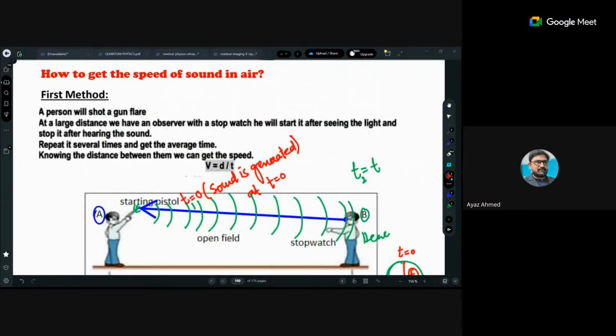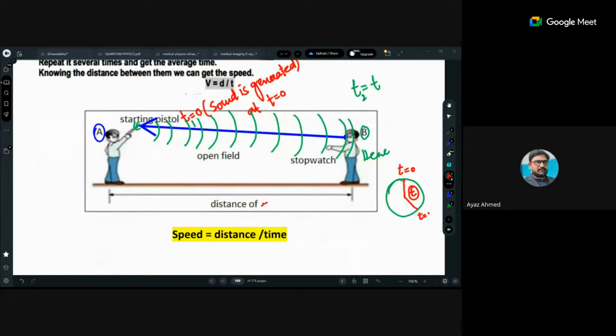So, you know what happens here? A person will shoot a gun flare at a large distance. We have an observer with a stopwatch. He will start it after seeing the light and stop it after hearing the sound. Repeat it several times to get the average time. The students will take several readings. Then the distance should be measured between these two students. Let's say they have a distance of 500 meters, in the open field.